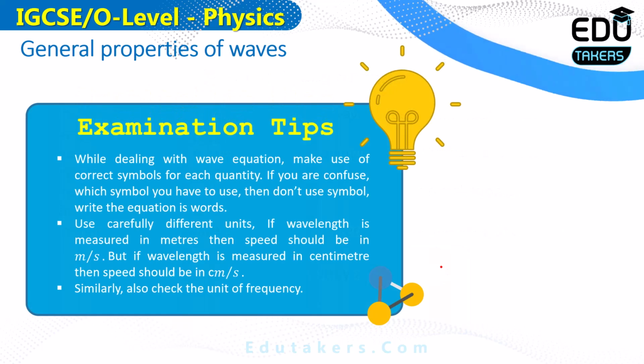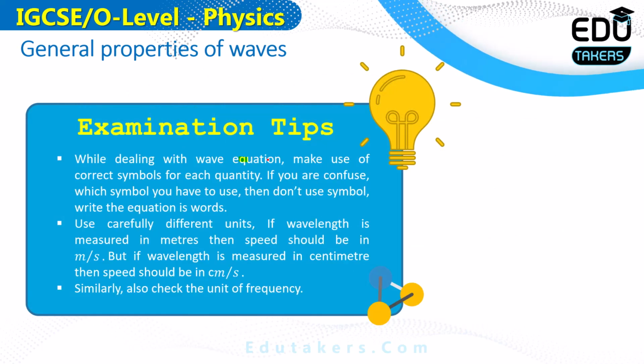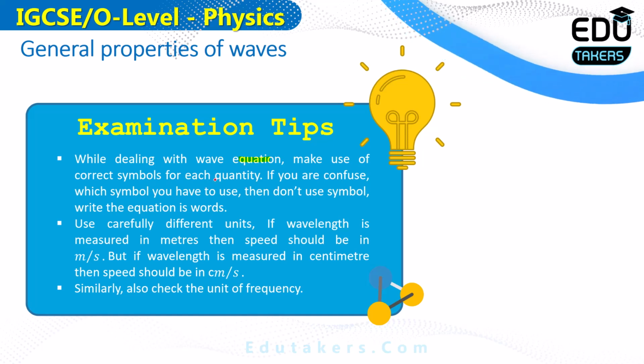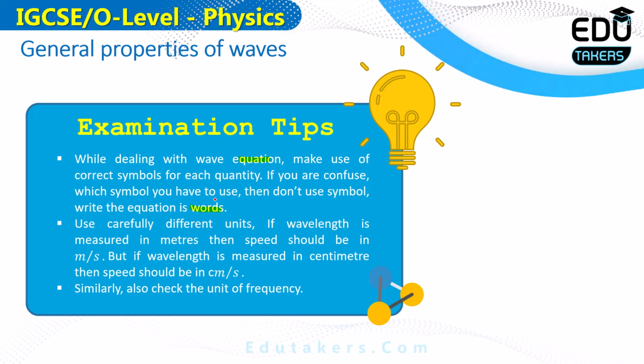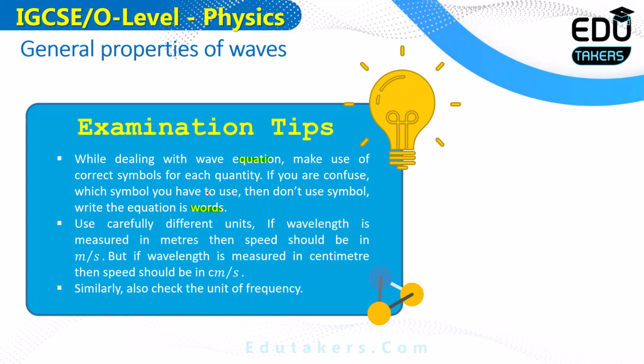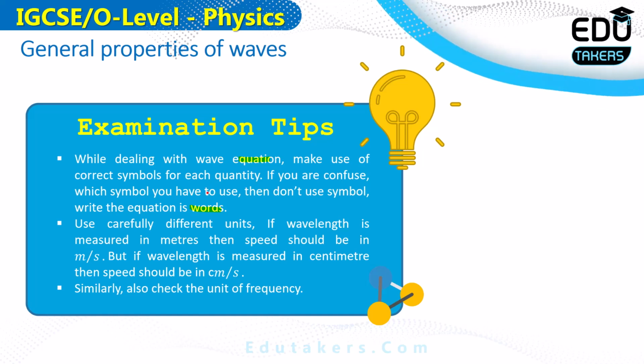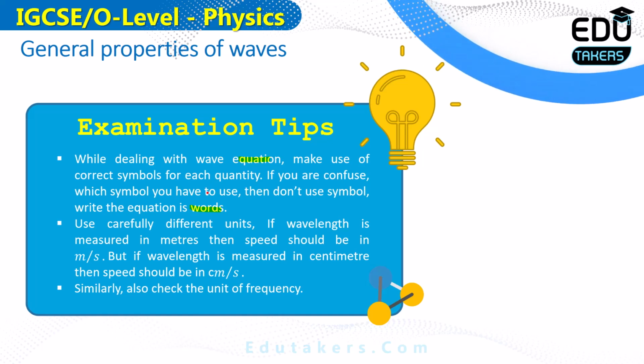Here are the examination tips. While dealing with the wave equation, make use of the correct symbol for each quantity. If you are confused which symbol you have to use, then don't use the symbol, write the equation in words. When you forget the symbol of the wavelength or the frequency, or you get confused, then you don't need to write the equation in symbolic form. You can write the equation in words like: the wave speed is equal to the frequency multiplied by wavelength. Or you can write the equation in symbolic form.